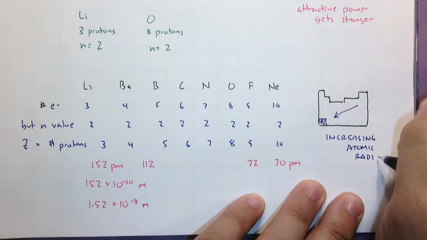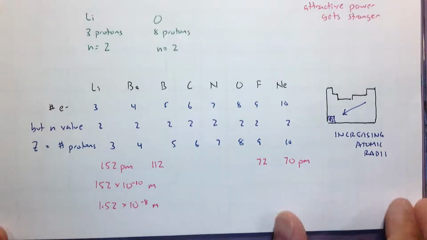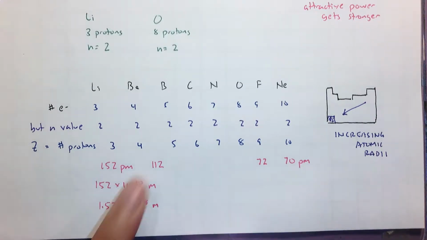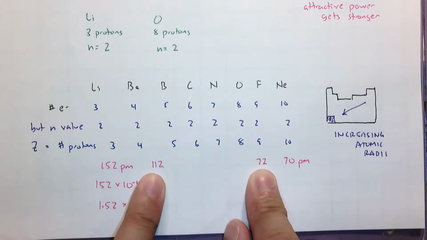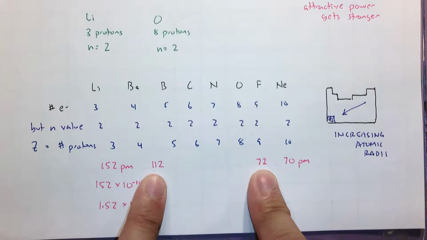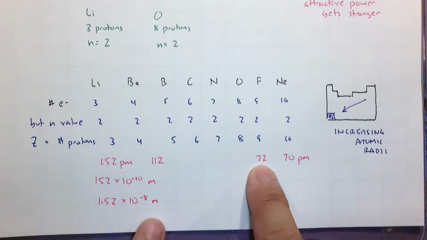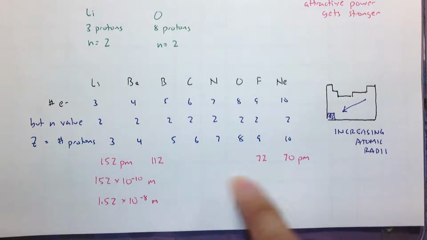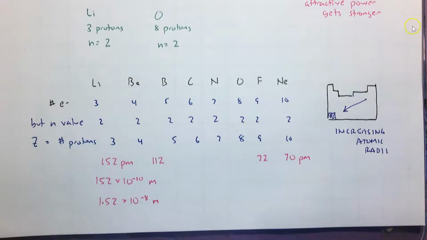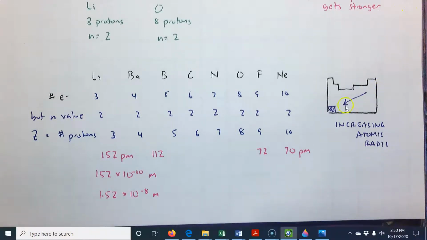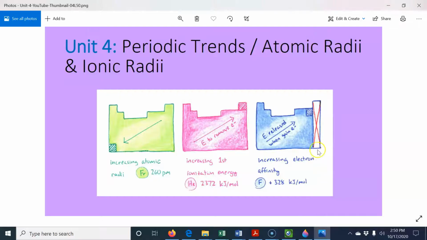You don't really want to memorize a trend. You want to be able to explain why. For instance, why is fluorine smaller than beryllium, even though fluorine is more massive? It has a higher average atomic mass. That's the discrepancy, or the surprising part. I think I did draw this. So it goes to the southwest for increasing atomic radii. Let me double check that.